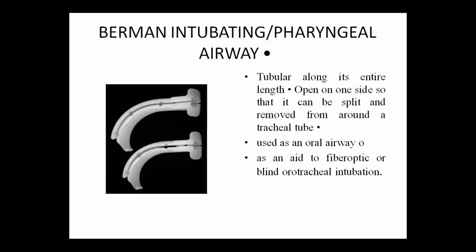The next is the Berman intubating airway. These are the newer airways which you should be well aware of. The main special thing about these airways is that they are used first as an oral airway, as well as an aid to fiber optic or blind orotracheal intubation. The reason is that they are tubular along their entire length and open on one side. So when the tube is inserted, they can be very easily split and removed from around the tracheal tube. That way, the tube is not disturbed.